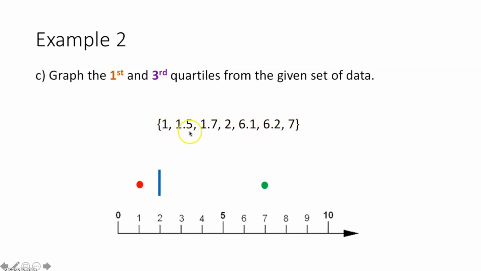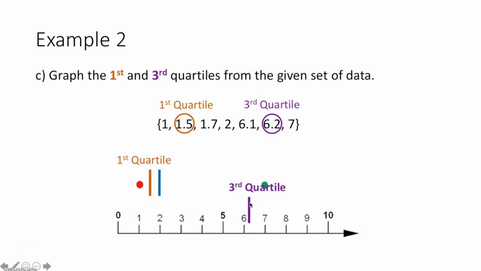So the middle of this first half of the data, we just take this 1.5, right? That's the middle of these 3 points. So we take that value, that's gonna be our first quartile. Then these last 3, what's the middle of that? That would be 6.2. That's your third quartile. So at 1.5, we're gonna draw a line, and that's going to be our first quartile. At 6.2, we're going to draw a line, and that's going to be our third quartile.